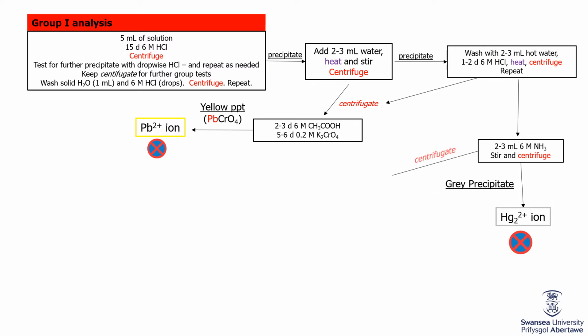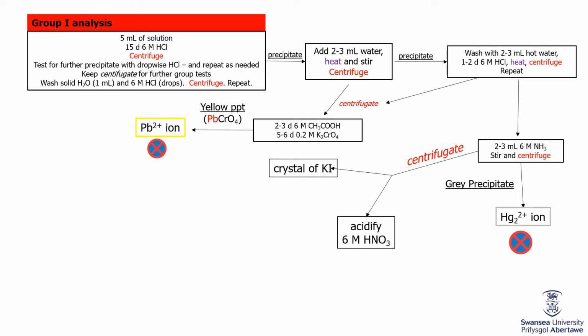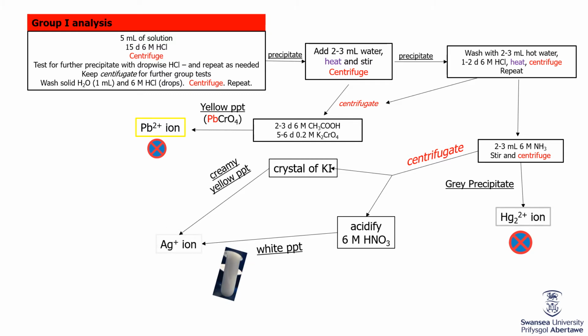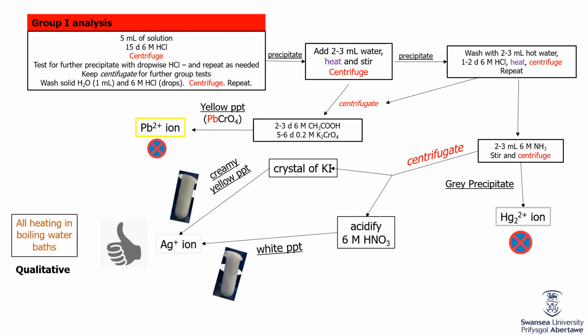Then from that previous step, you use the centrifugate left there, and you could either treat it in an acidic HNO3 solution or with a crystal of potassium iodide. In the acidic condition, a white precipitate of silver ions would be formed, and in the other condition, a creamy yellow precipitate would be formed. Both of these were recorded in this experiment, and as you can see here, there's a white precipitate from the acidic condition and a creamy yellow precipitate from the other one.